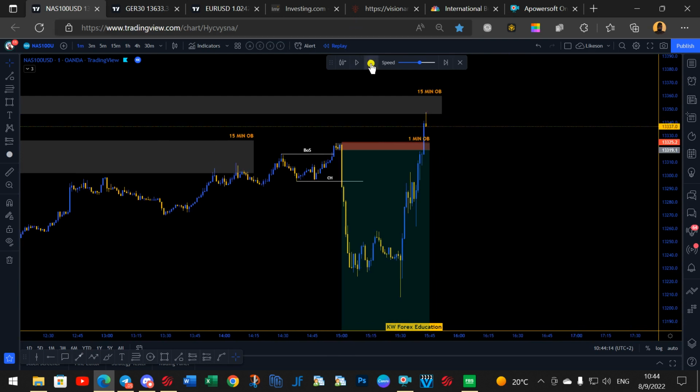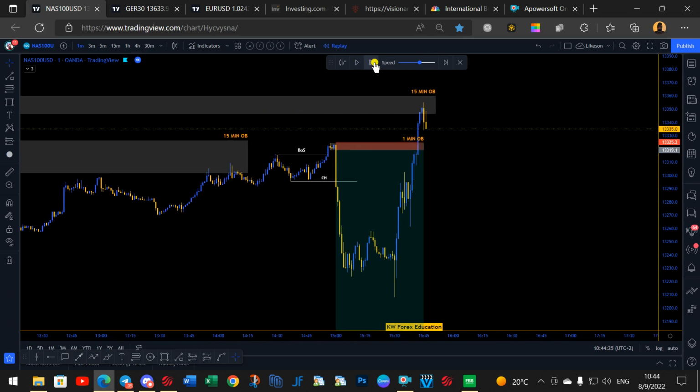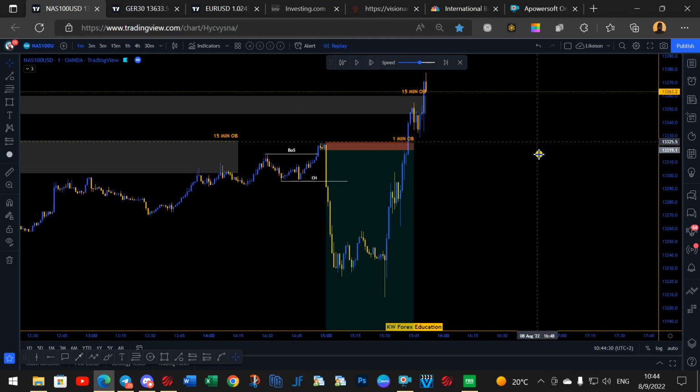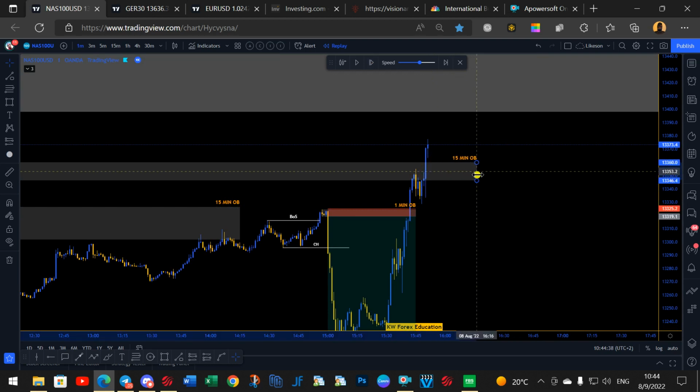So we got a mitigation there. This is still in 1 minute, so we're expecting to get something like that. So then that happened, right? So price just went through this zone. Price went through this zone. This our order block for 15 minutes. It didn't give us this kind of a reaction.